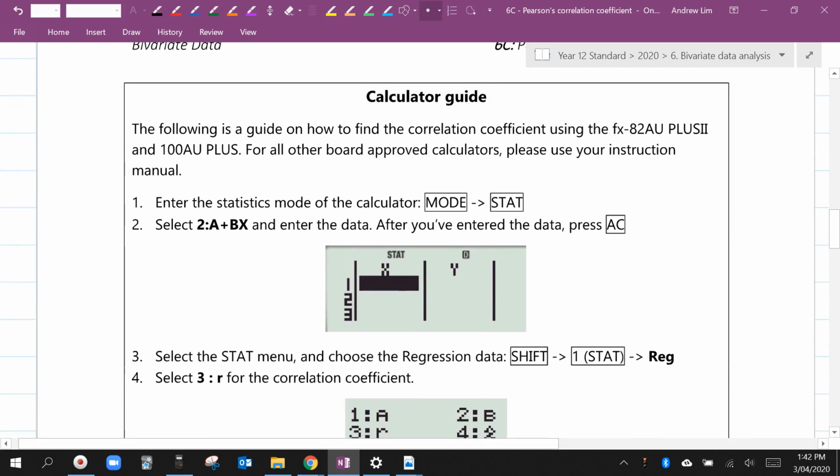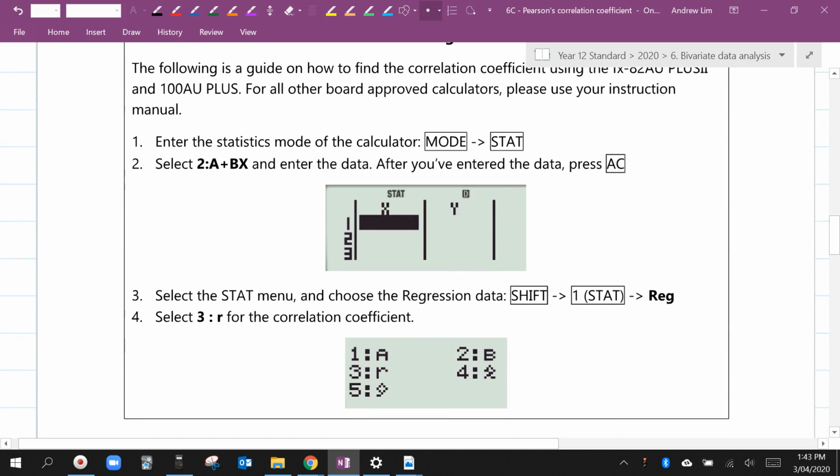So the following is a guide on how to find the correlation coefficient using the FX82 AU plus 2 and 100 AU plus. For all other board-approved calculators, please use your instruction manual. So what we need to do is enter the statistics mode of the calculator by pressing mode and stat. Then we select number 2, which is a plus bx, and enter the data. After you've entered the data, press AC, select the stat menu, and choose the regression data, shift 1 stat reg for regression, and then we hit the number 3 to find the correlation coefficient.